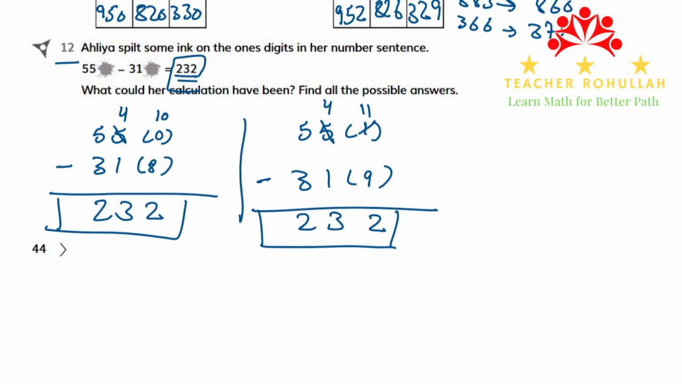These are the only possible answers that we could find for question number 12. So we have 2 possible answers over here. With question number 12, we are done with exercise 3.2, which is about subtraction.